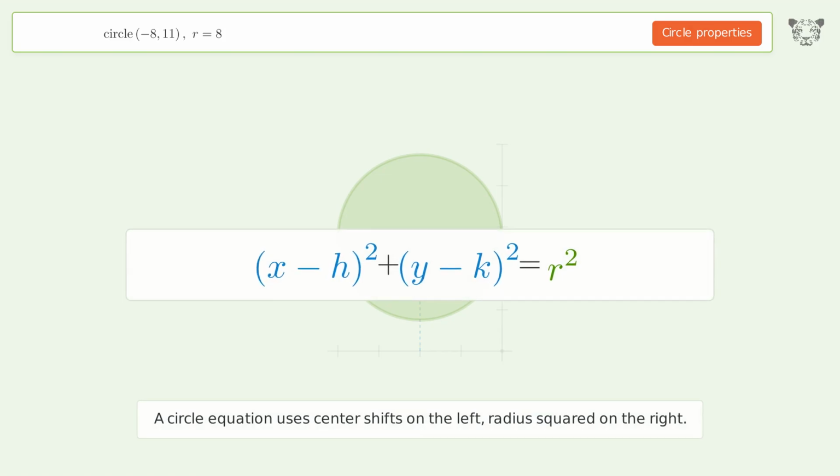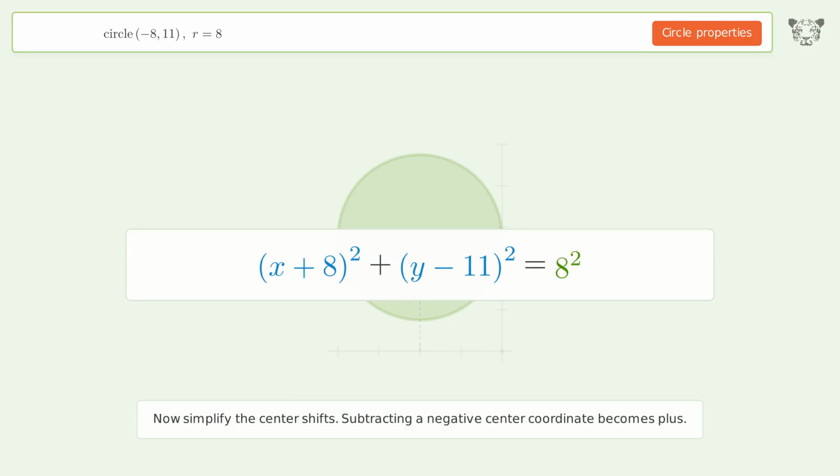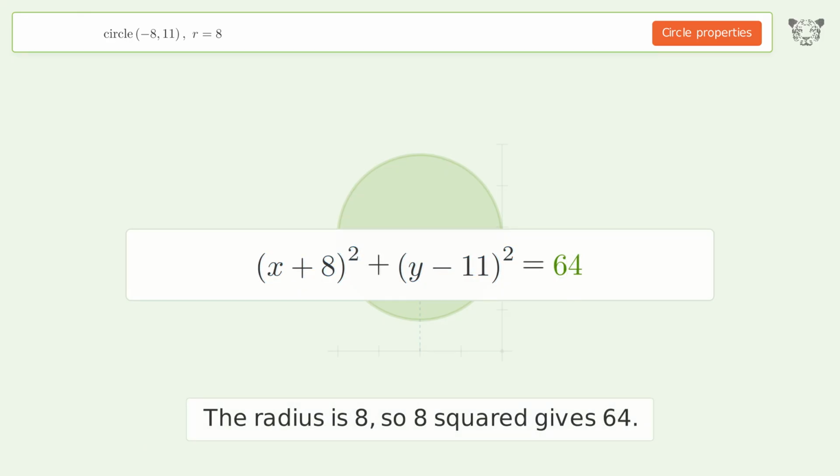A circle equation uses center shifts on the left, radius squared on the right. Substitute the center values and the radius before simplifying the signs. Now simplify the center shifts. Subtracting a negative center coordinate becomes plus. The radius is 8, so 8 squared gives 64.